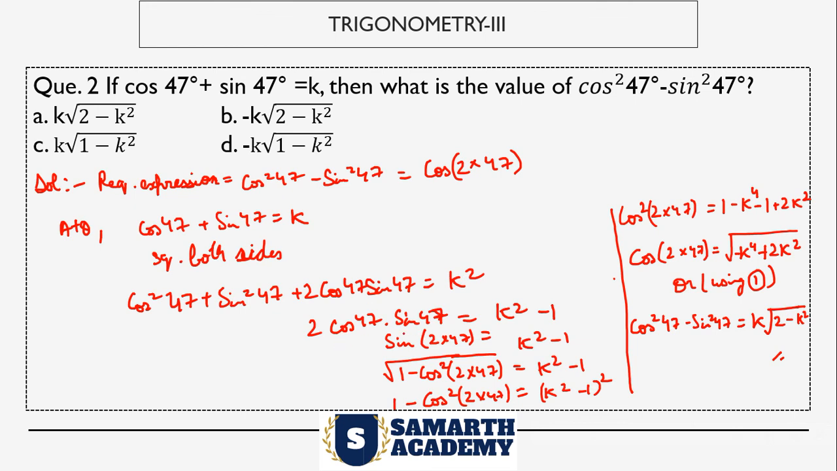1 + 2 cos θ sin θ equals k². 2 cos θ sin θ is nothing but the formula for sin 2θ. So sin 2 into 47 equals k² − 1. Moving it to a form which can be represented as cos 2θ, we get the square root of (k² − 1)² plus 1, under the root. So this expression becomes k√(2 − k²). Okay, so option A.